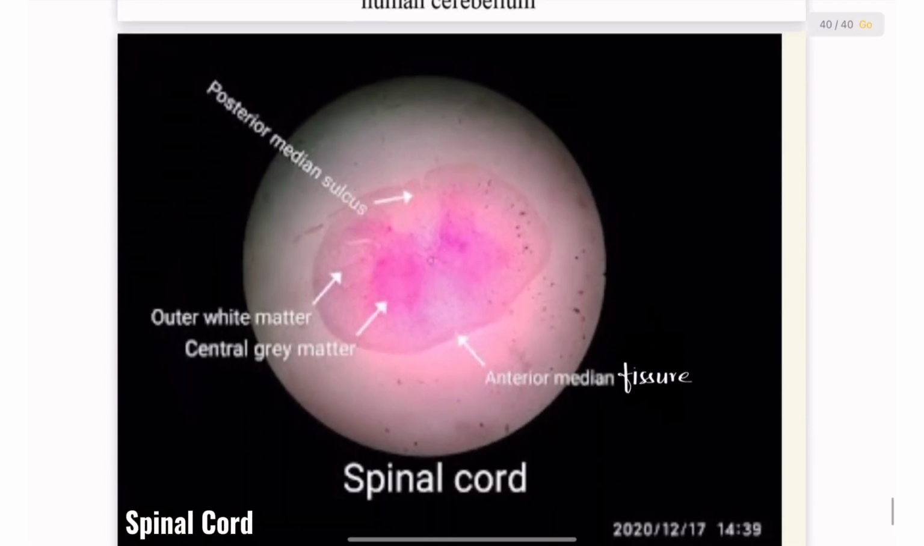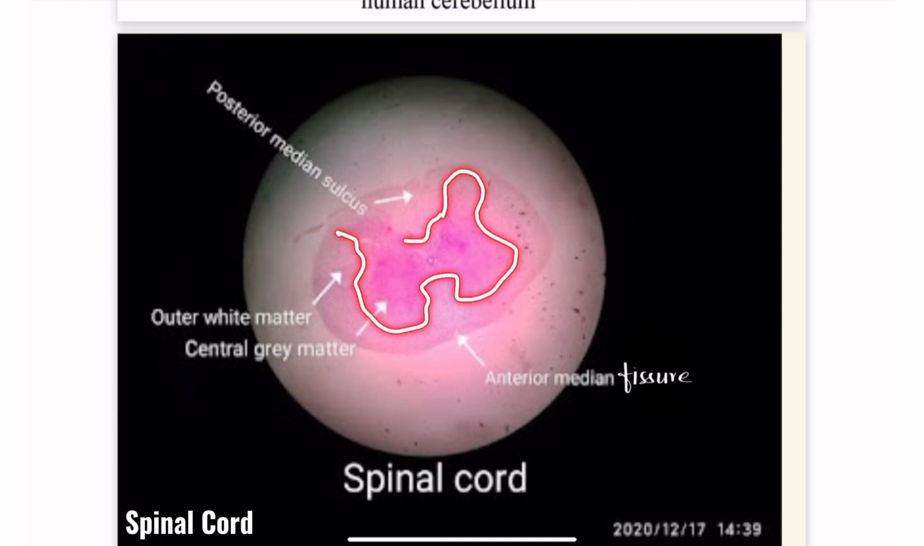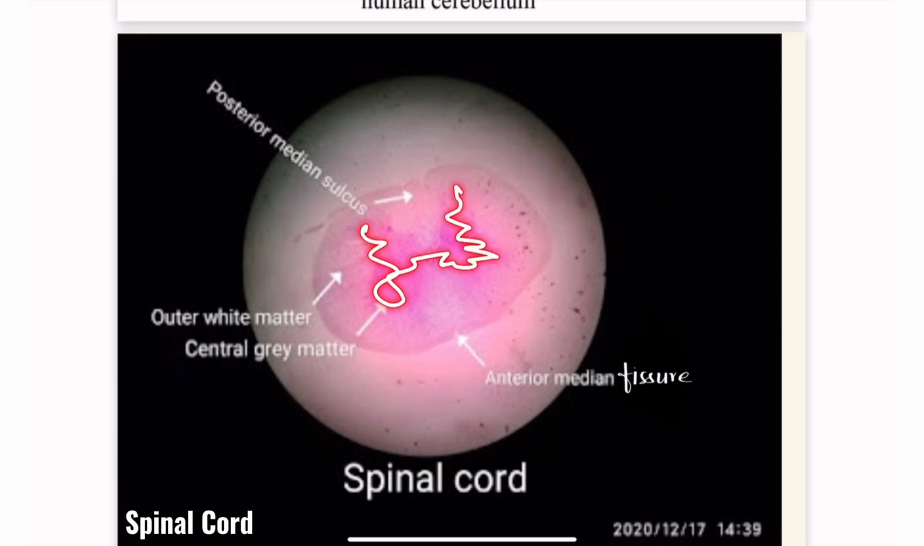Okay, next up you have spinal cord. This is really easy to identify. All you have to look for is this butterfly shaped gray matter. So there's gray matter in the middle which makes a butterfly shape, and then white matter surrounding the gray matter. In the middle there's the central canal, then there's the posterior median sulcus and the anterior median fissure.